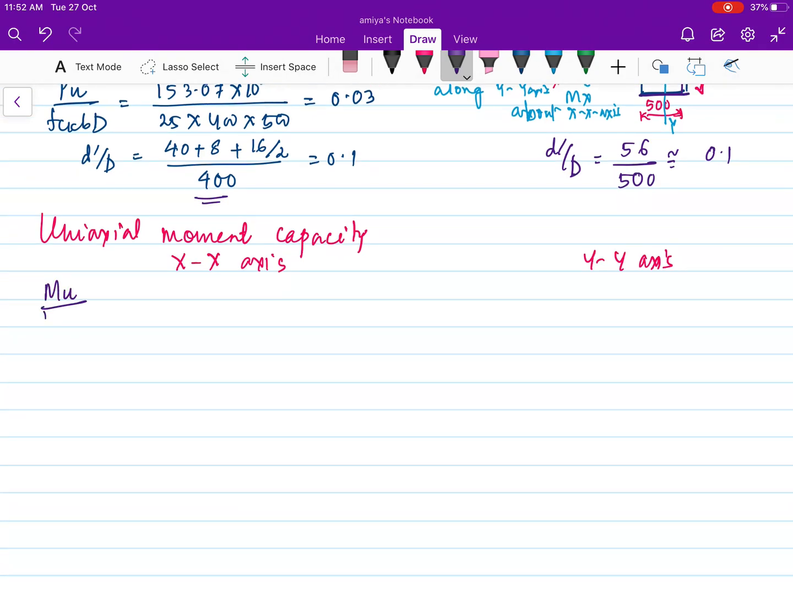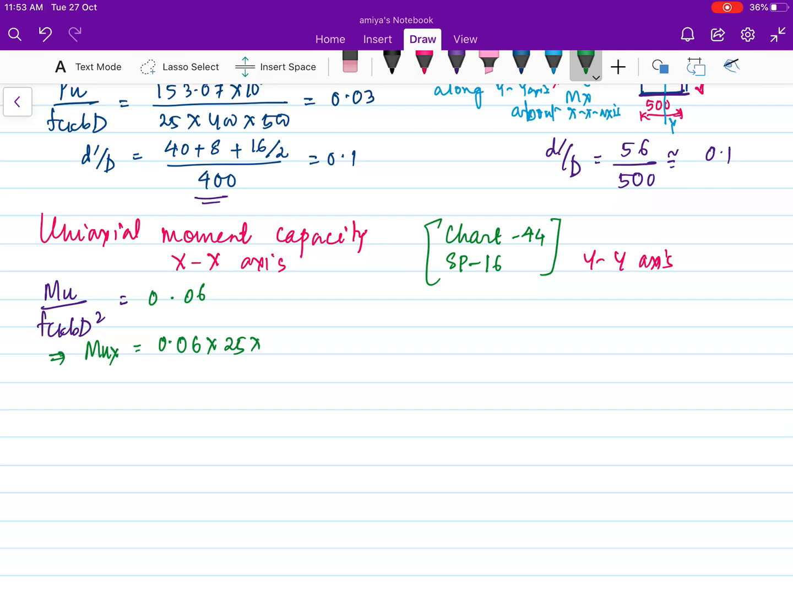So here if you refer to the chart from SP16, you will get this value. So if you refer to the chart, the moment capacity, you will get the value. So refer to chart number 44 for this value. So Mu by fck bD square, this value will come 0.06. So here Mu in x axis, the uniaxial capacity will be 0.06 into fck, b will be 500, D is 400 square, fck bD square. So this by 10 to the 6 to calculate in kilonewton meter. So you are going to get 120 kilonewton meter in x axis.